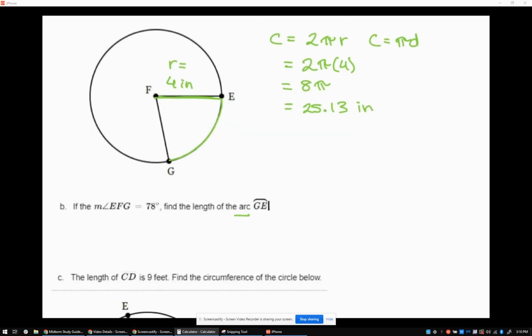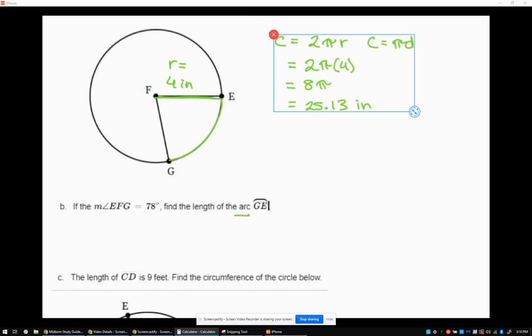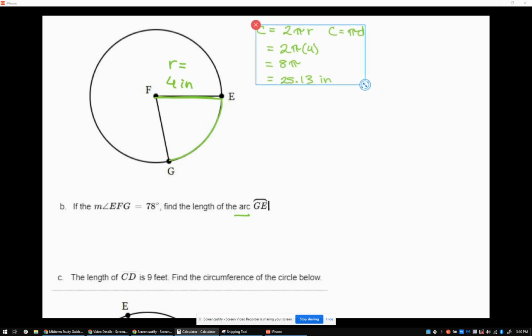So now that we have the circumference, we can use that to figure out what our arc length is. I'm just going to make this a little smaller so I have some more space. There we go. Okay. And basically, the way that you're going to figure out portions of the circle is you're going to use the proportions that we've talked about. So we talked about we always compare the part of the circle to the whole circle. So in terms of the degrees that we're looking at, question B is asking about this angle right here, EFG, and it says that it is 78 degrees. So that is our part. We're looking at 78 degrees out of the entire circle, which is always 360 degrees.